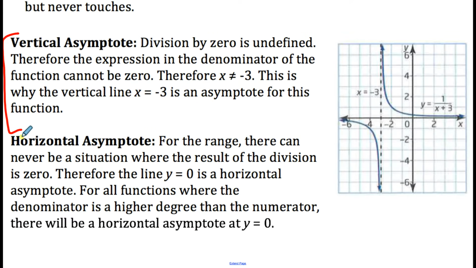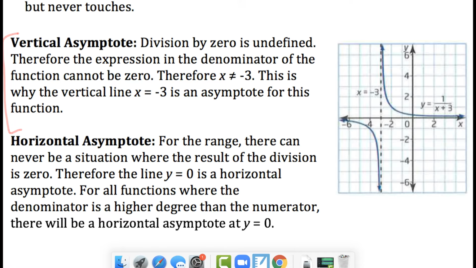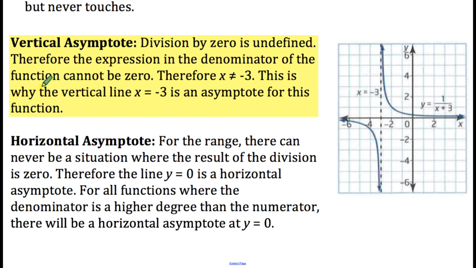Let me just read these two sections to you here. They just go over what I talked to you about. So a vertical asymptote, division by 0 is undefined, therefore the expression in the denominator of the function cannot be 0. Therefore, x can't be negative 3 in this example, because that would make this become 0, which makes the whole function become 1 over 0, which is undefined. This is why you see that vertical asymptote at x equals negative 3.